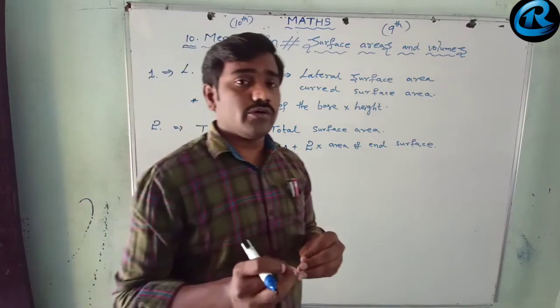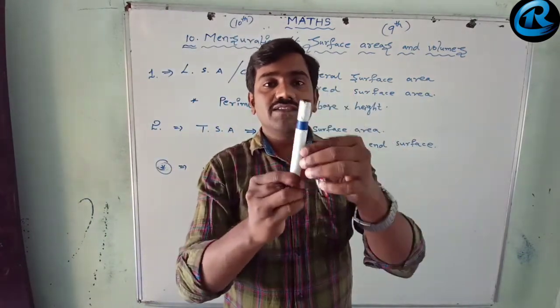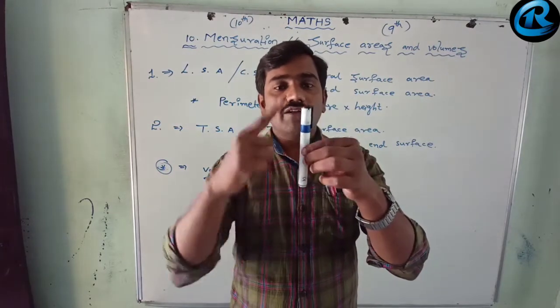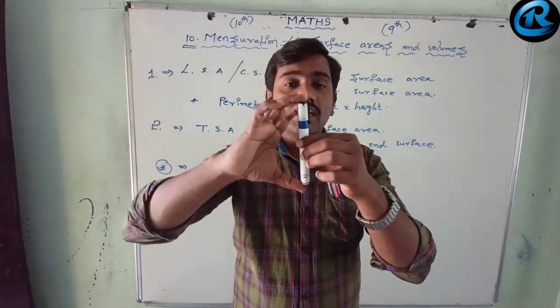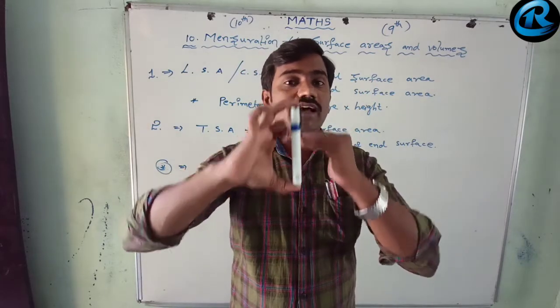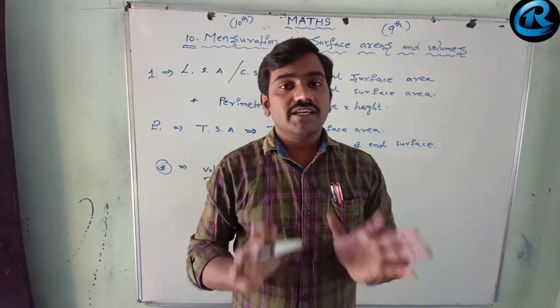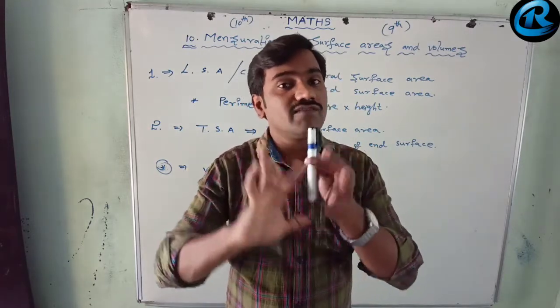As I already told you, what is the value? What is the value of this marker? The ink can flow in this. The capacity of this marker, easily we can remember the word capacity. The capacity of this marker is known as the value of this marker.